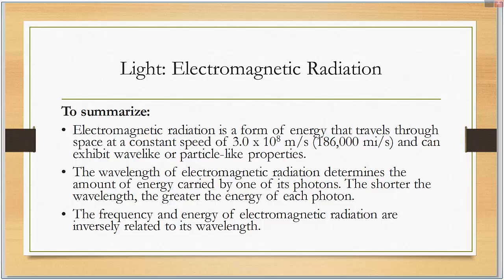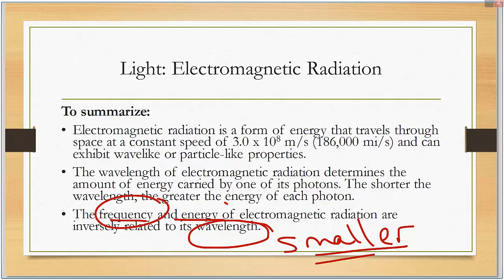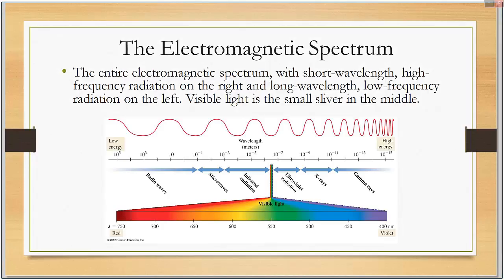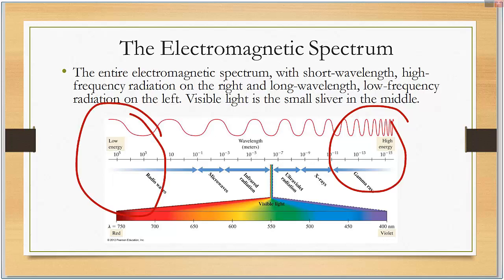So frequency and energy: as the wavelength gets smaller, the frequency and the energy will get bigger. So let's take a minute to look at the electromagnetic spectrum itself. The entire electromagnetic spectrum, with short wavelength, high frequency radiation on the right hand side, and long wavelength and low frequency on the left. The visible light is a very small sliver in the middle.